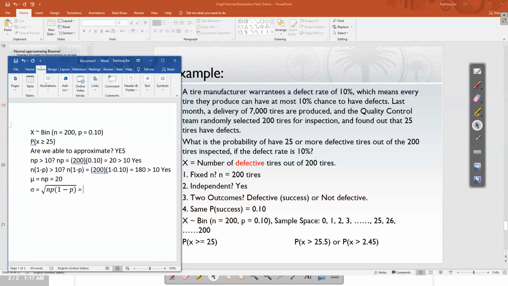All right, so we're going to plug in numbers. N is 200. P is 0.10. 1 minus p, 1 minus 0.10. So this is easy to calculate, right? You can use calculator. So I'm going to calculate real quick. That'd be square root of 20 times 0.9. So that's 4.24.